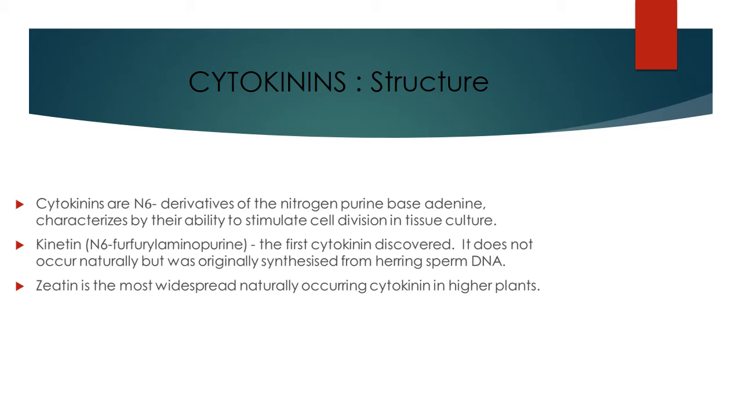And regarding the structure, cytokinins are N6 derivatives of the nitrogen purine base adenine, which are characterized by their ability to stimulate cell division in tissue culture. Kinetin is the first cytokinin discovered, and it is a synthetic one and does not occur naturally, but was originally synthesized from the herring sperm DNA. And zeatin is the most widespread naturally occurring cytokinin in higher plants.